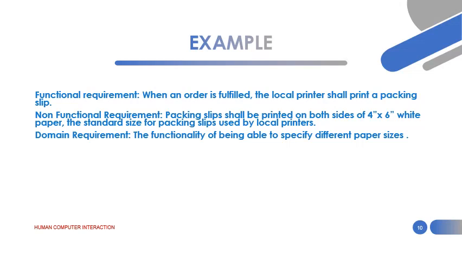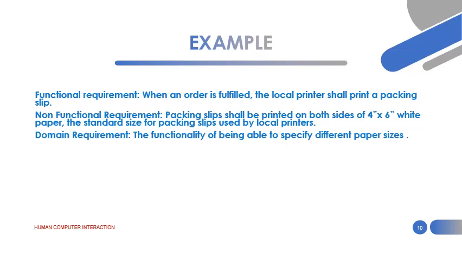So the functional is saying what it should do. It should print. Now the non-functional is saying how it should do it, saying that it should print on both sides. The domain requirement is saying that the functionality of being able to specify different paper sizes. So as I said earlier, the domain requirement has to do with the environment the system is intended to work in. So when you look at a school, for example, you realize that even this university, let's use this university, we print exam papers, posters, you know, you realize that they all come in different sizes because they are meant for different purposes.